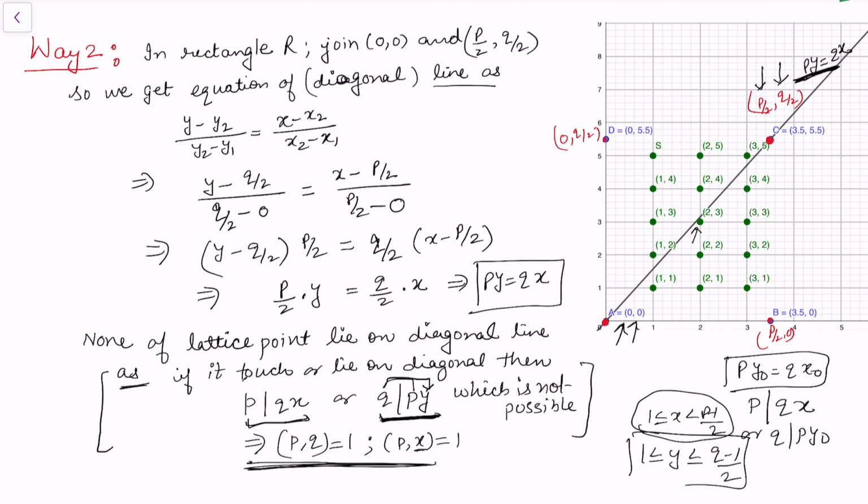Let's write down the region which is above the line as T1 region, and the region which lies below the diagonal line as T2. Now I want to know how many points lie in the regions T1 and T2. If I sum the points that lie in T1 and T2, this will be equal to (p minus 1) by 2 into (q minus 1) by 2, as we have calculated in way 1.